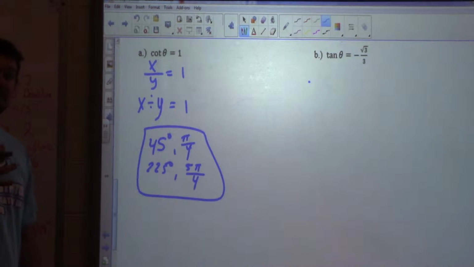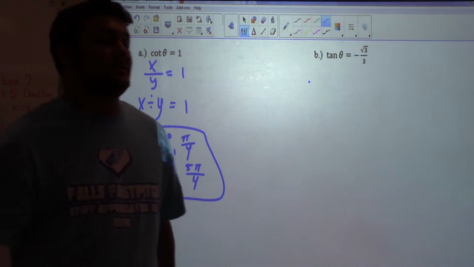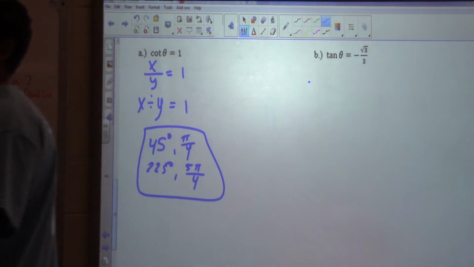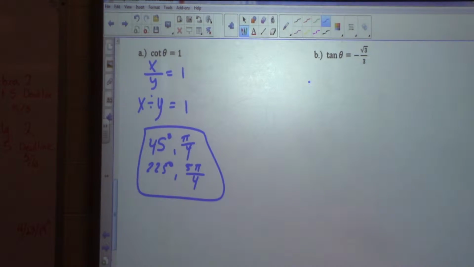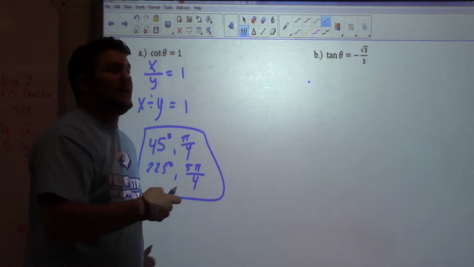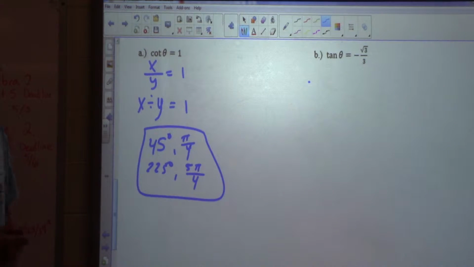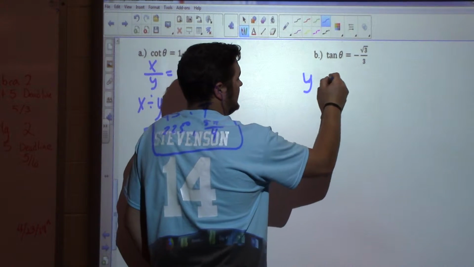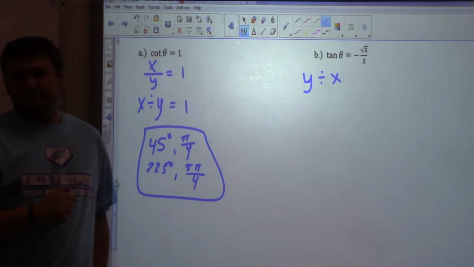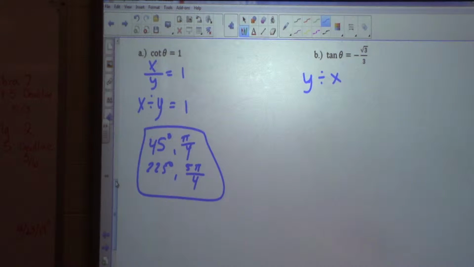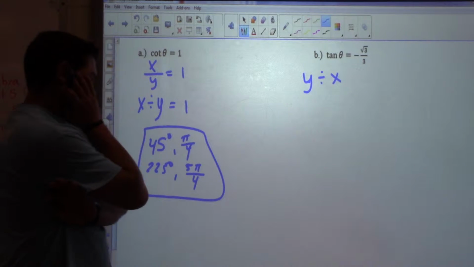Awesome. Any questions? When you get cotangent or tangent theta and it equals some sort of number is where it gets tricky. Right? We saw that on the homework with number 17. We're going to see it here with this problem. Tangent theta equals negative square root of 3 over 3. Tangent theta is y divided by x. Alright. So, there's no easy way to do a problem like this. I'm going to tell you that right now. These are tough problems.